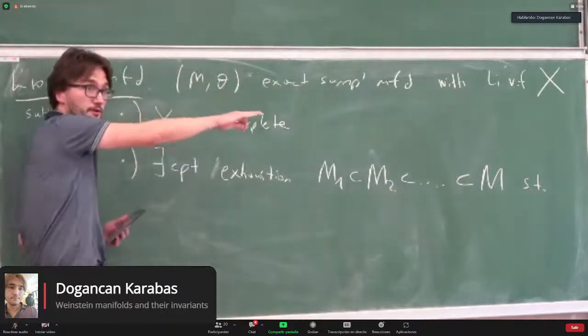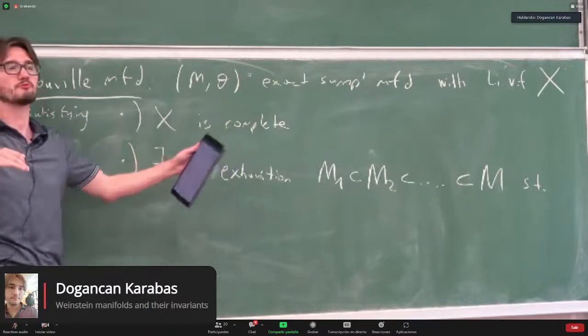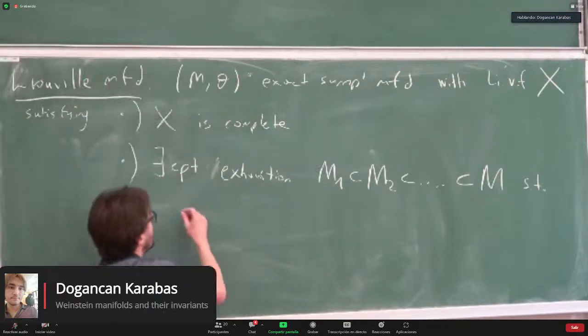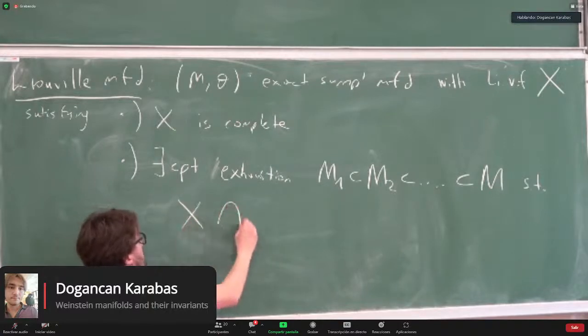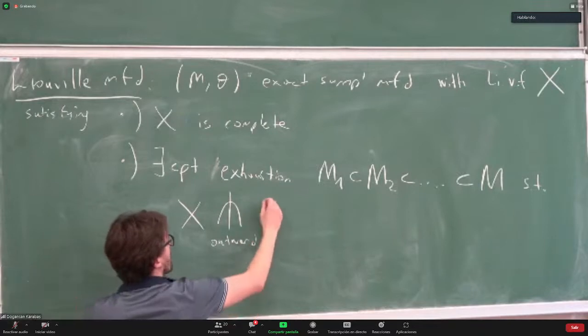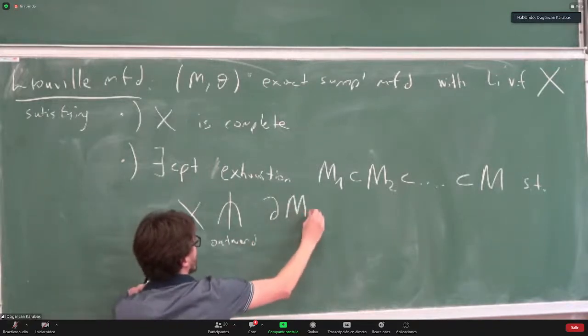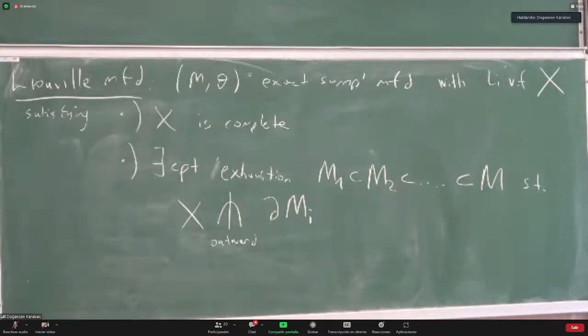this Liouville vector field is outwardly transverse to the boundary of that. So assume this has smooth boundary, by the way, such that X is this vector field outwardly transverse to the boundary of each of these compact spaces. Okay, this is the definition of Liouville manifold.